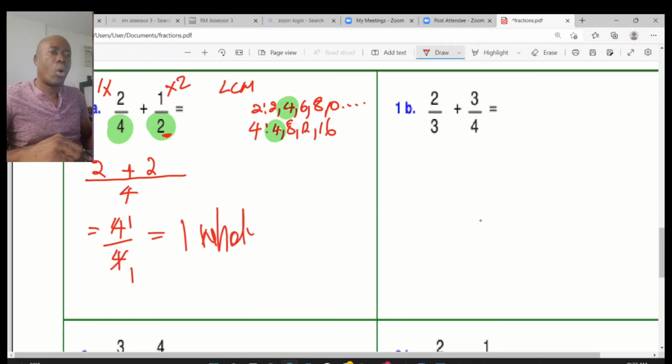So this is 1. So when we have different denominators, we need to find the LCM. The LCM just now was 4. It means the lowest common multiple between those two numbers for the denominators.